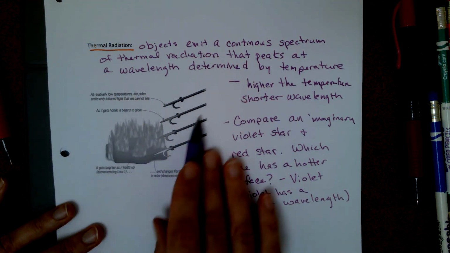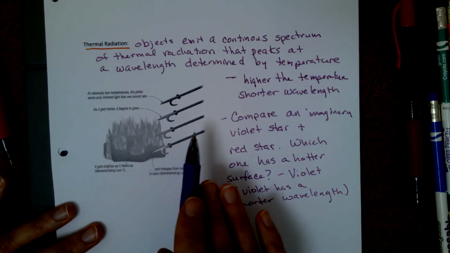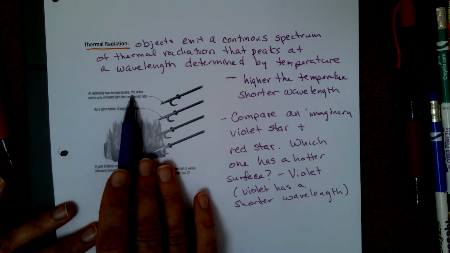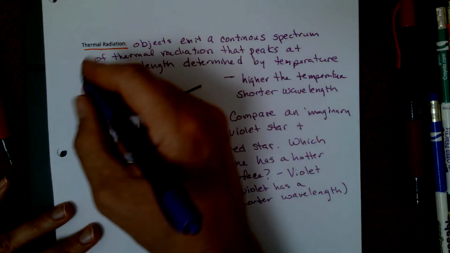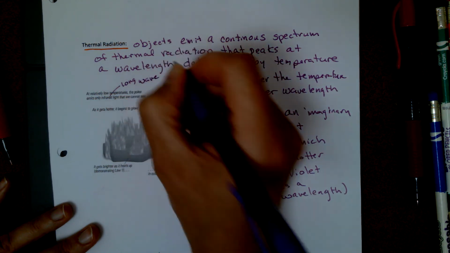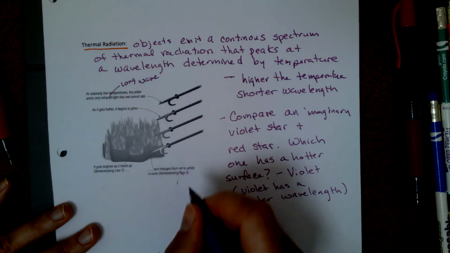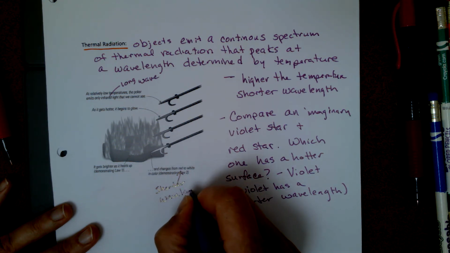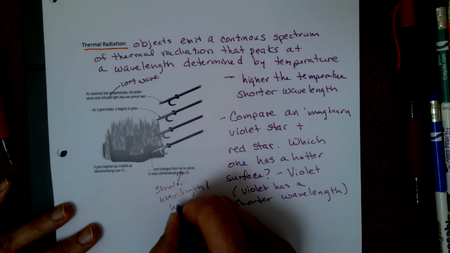So this points it out in your book. At relatively low temperatures, the poker only emits in the infrared that we can't see. That's very long wavelength. And it goes from red to white as it gets shorter wavelength, hotter.